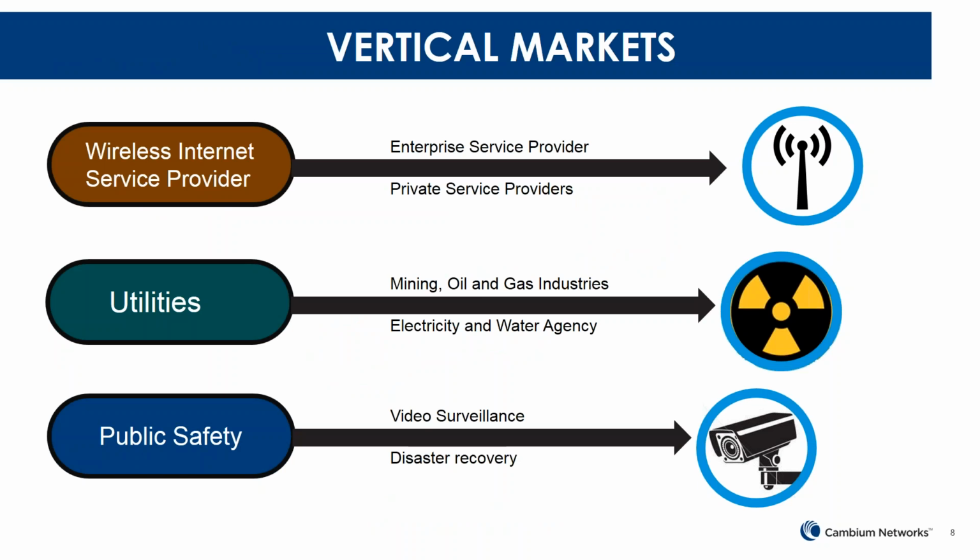Let's focus a little bit on the vertical markets that the PTP 550 is going to cover. Some of the main ones are going to be wireless internet service providers, or WISPs, followed by utilities and public safety. We'll go into a little more detail regarding this. The first one is enterprise service providers and private sectors, followed by oil and mining, and then video surveillance and disaster recovery for public safety.